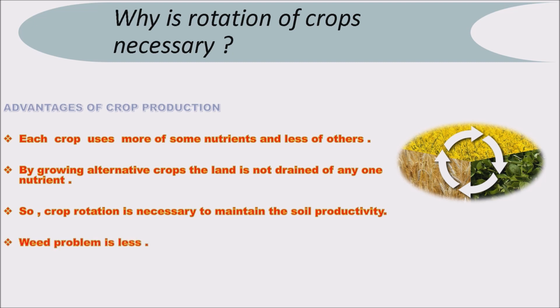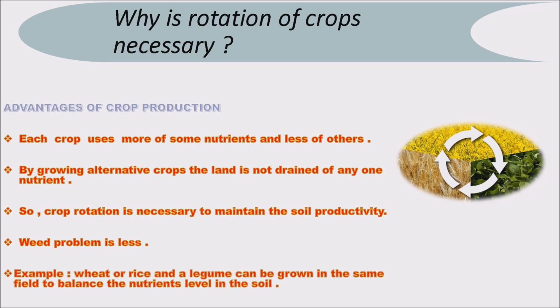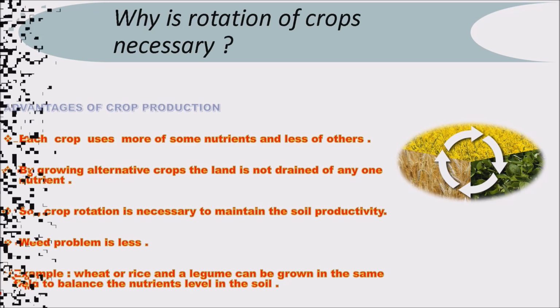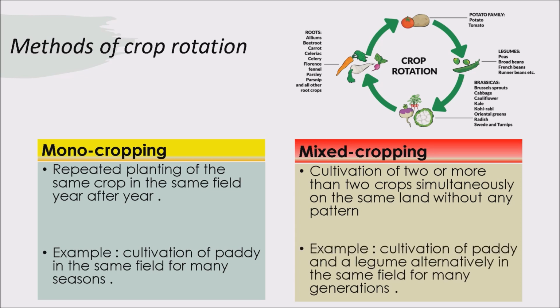It also helps to minimize the problem of weed. For example, wheat or rice and a legume can be grown in the same field to balance the nutrients level in the soil. The crop rotation has two important methods. The first one is monocropping and the next one is mixed cropping.